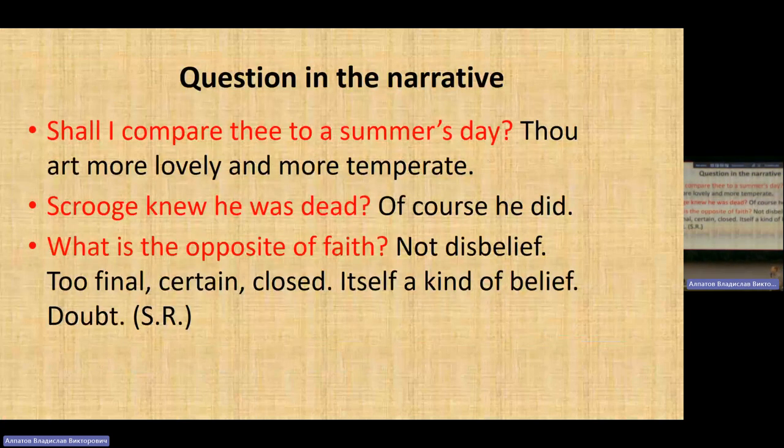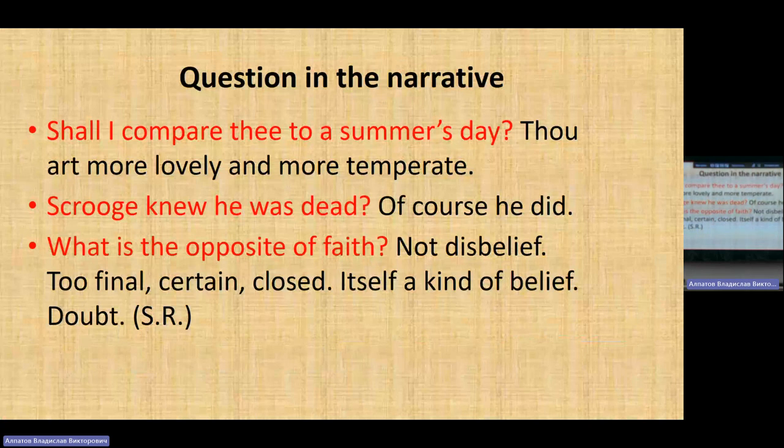Question in the narrative is very close to the rhetorical question, but it doesn't presuppose a question that you already know. It's not a universal question, and it's not a question where you can say nobody knows, right? That's a question which the character in the book, the lyrical hero, asks himself or herself, right? And then usually answers. For example, shall I compare thee to a summer's day? Thou art more lovely and more temperate. That's what Shakespeare asks of himself and his beloved one, right? He says, shall I compare thee to a summer's day? Probably yes. And then he says, it's not enough.